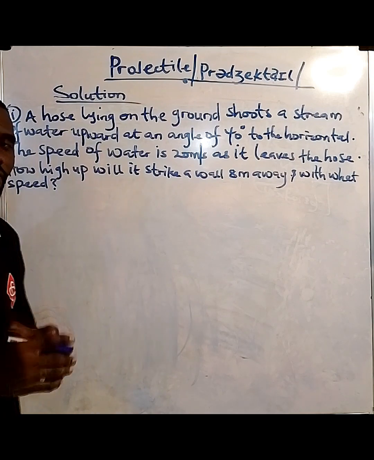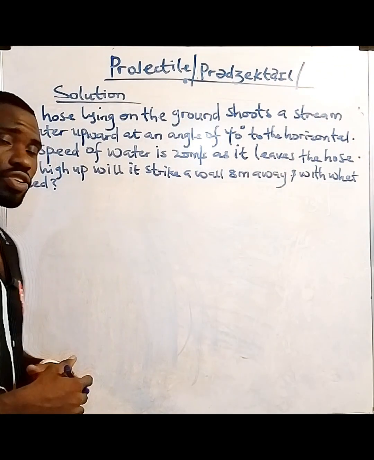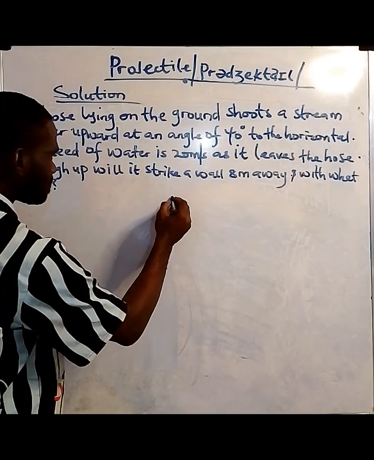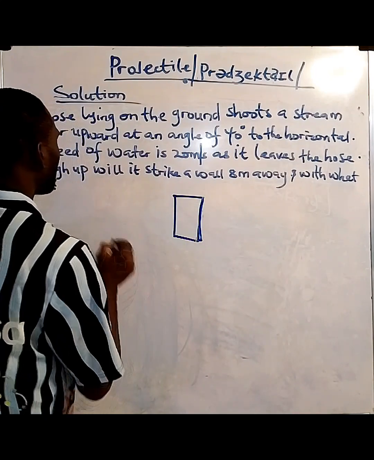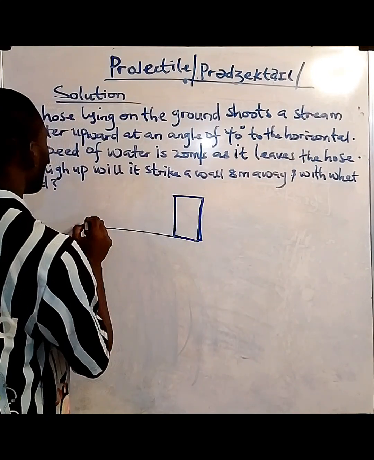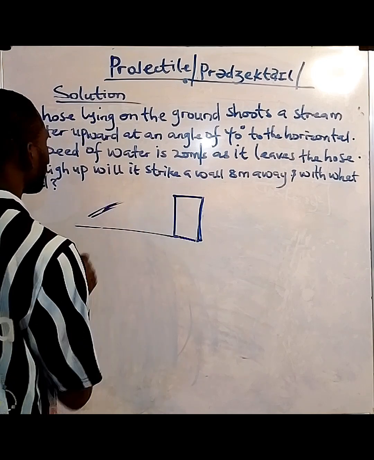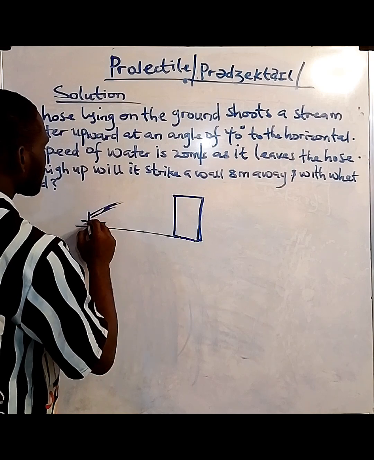Now, this question is very simple and direct. Well, first of all, let's try to see if you can get a pictorial interpretation of this very question. Now, a hose, there's a wall like this. You have a wall standing this way. So, on the ground, we have a hose, probably shooting out water. So, this hose shoots water outward.